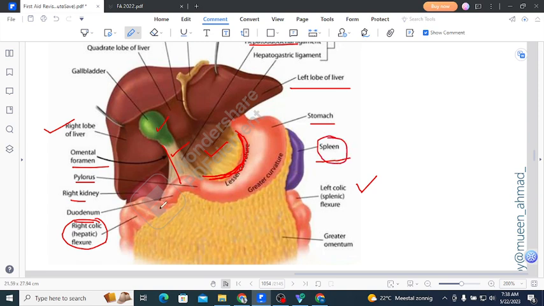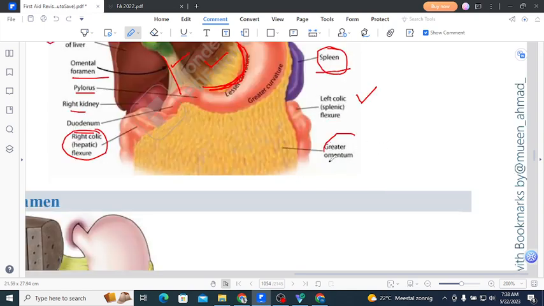So the transverse colon, the junction of the transverse colon to the descending colon just below the spleen is called the splenic flexure. It is also called the Griffith point, and that is the watershed area. We'll read about that in general pathology soon. And then we have the greater omentum.